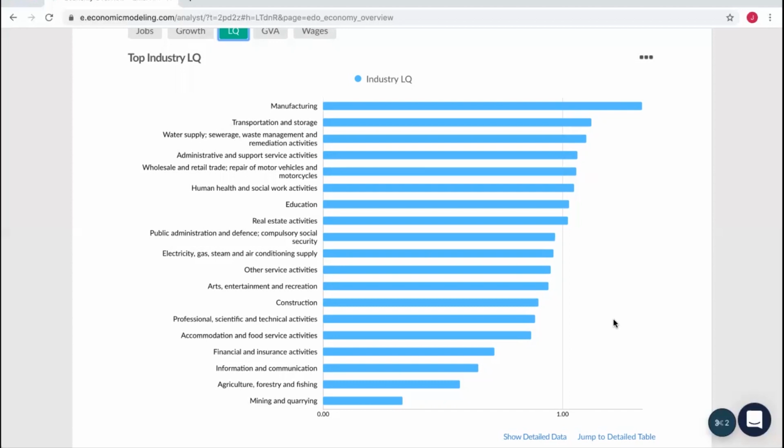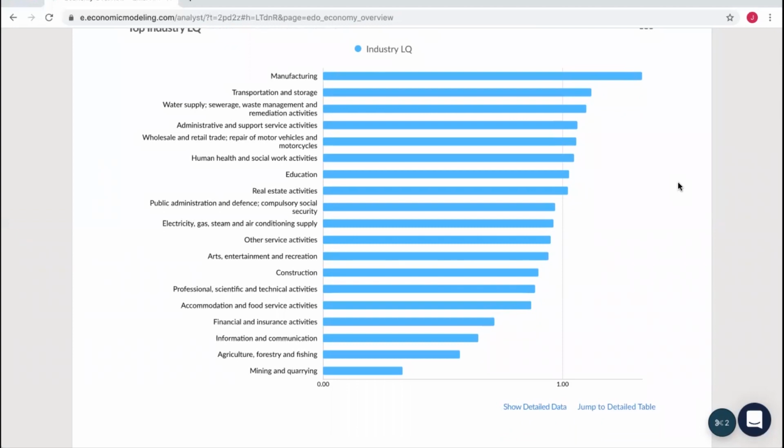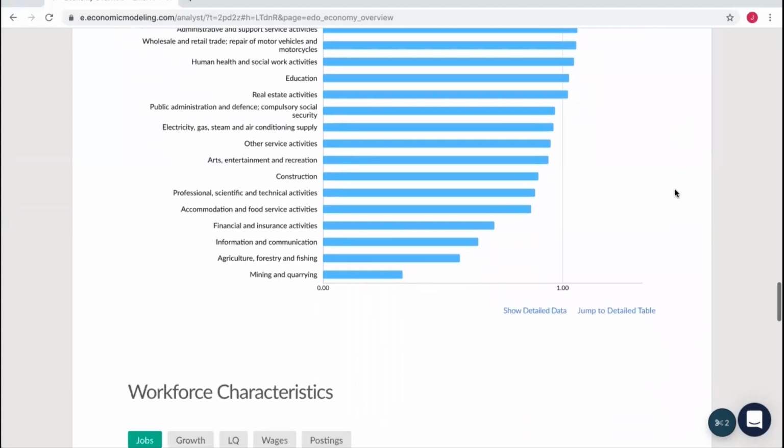So anything with an LQ of over 1 shows that there is a higher concentration of that industry in your particular region, the area that we selected right at the outset of this report. So we can see that manufacturing, transport and storage, water supply all have a higher concentration than the national average. So they suggest that they are something quite specialist to the region that we've selected. So again, I'd be interested to hear whether you see that in your understanding of the area.